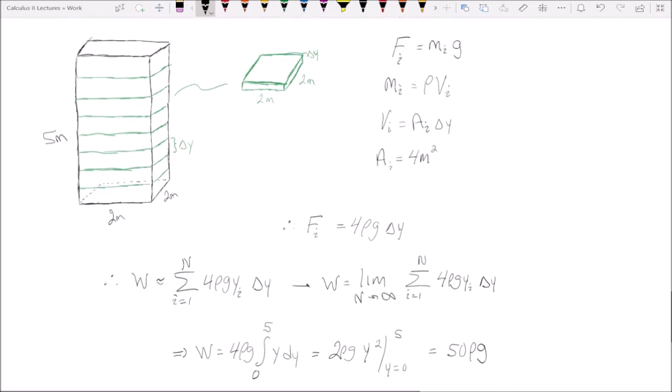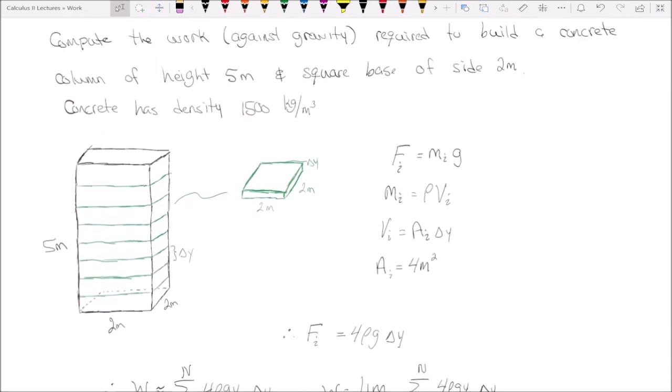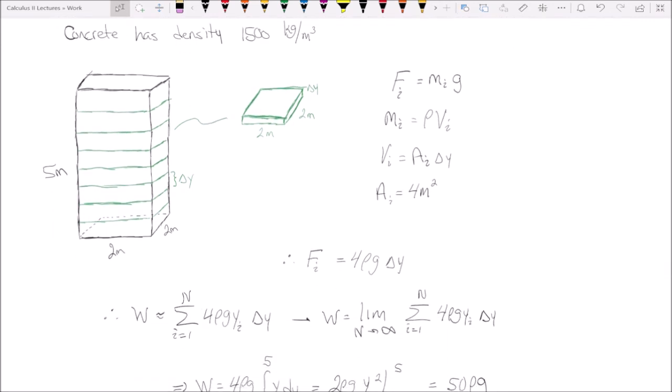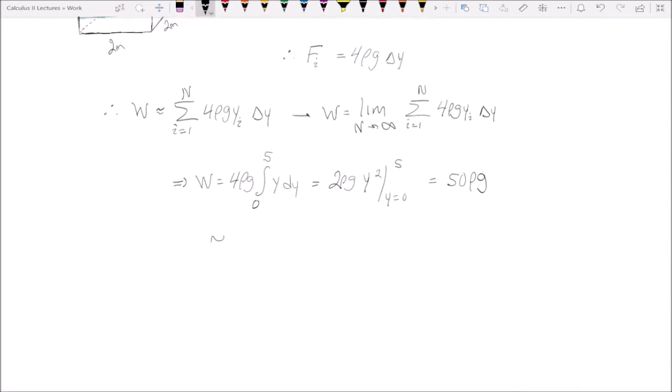If we now plug in approximations for rho and g, so we're taking rho to be 1500 kilograms per cubic meter and g as approximately 9.8 meters per second squared, we get that this is approximately 735,000 joules. And I'm just going to write down what we used.